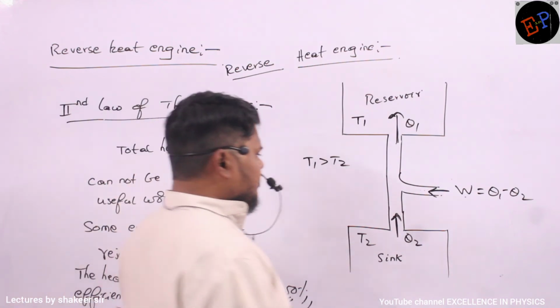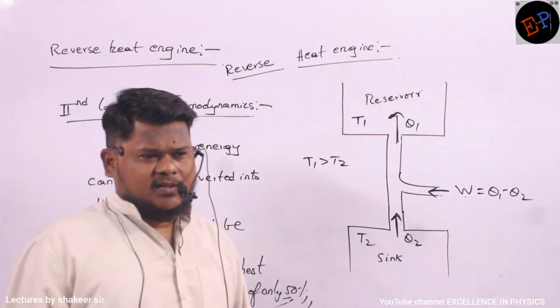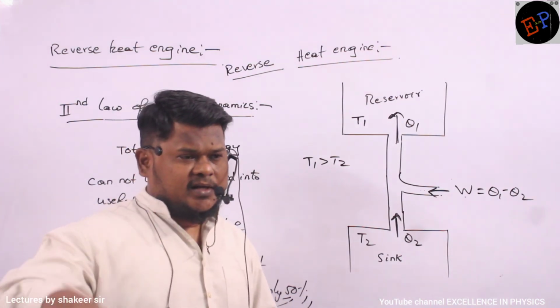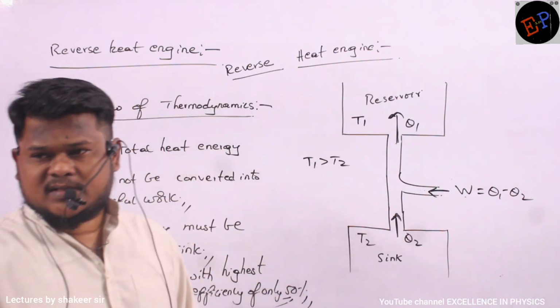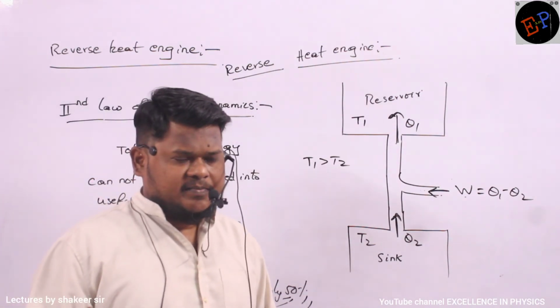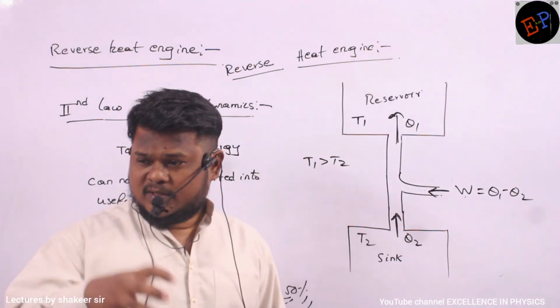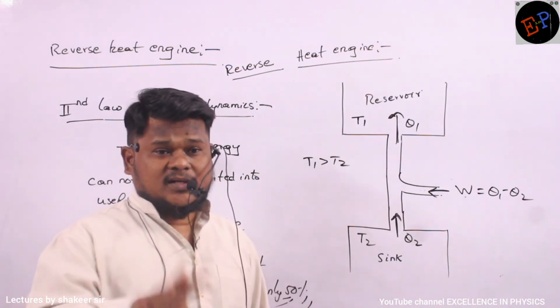Can you say an example of a reverse heat engine? A refrigerator is an example, no? So in a refrigerator what is happening? We are taking out heat energy from inside of the refrigerator and giving that heat energy to the surroundings. It means heat is taken from a cooler body and given to a hotter body. Naturally this cannot happen, no?